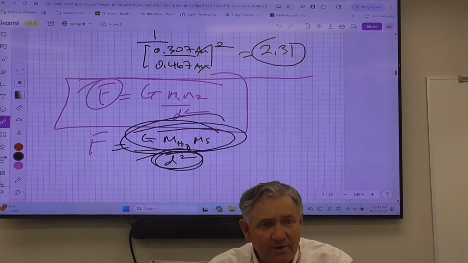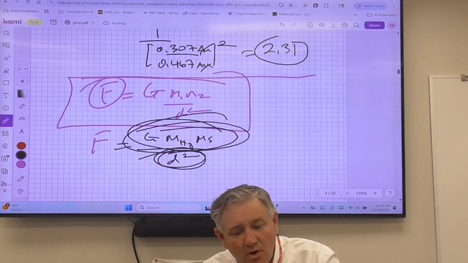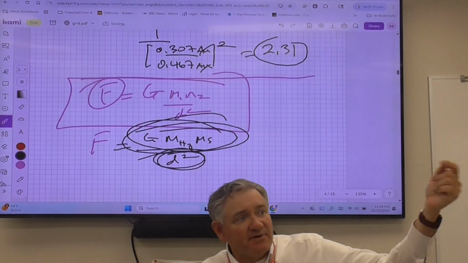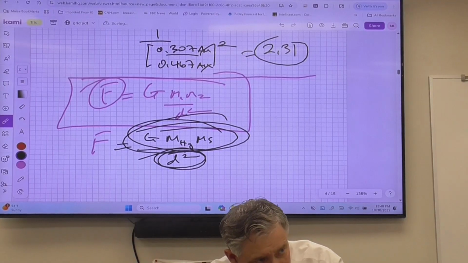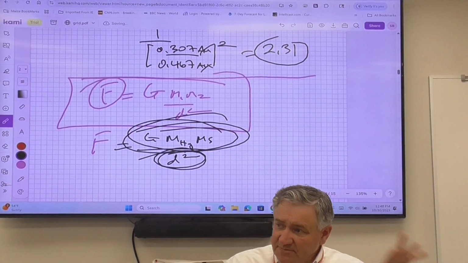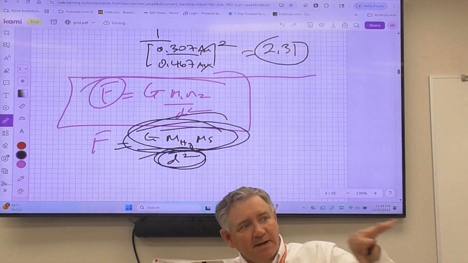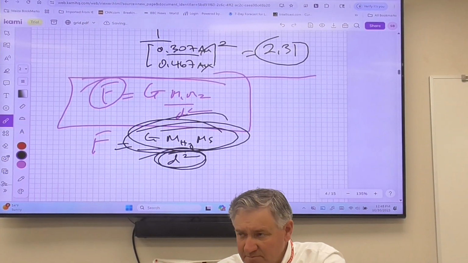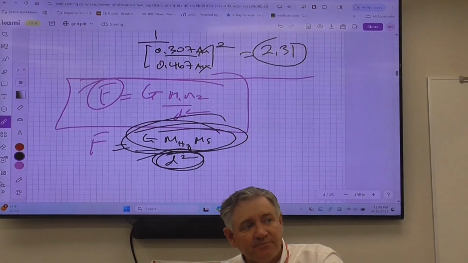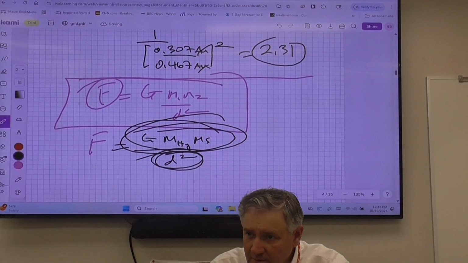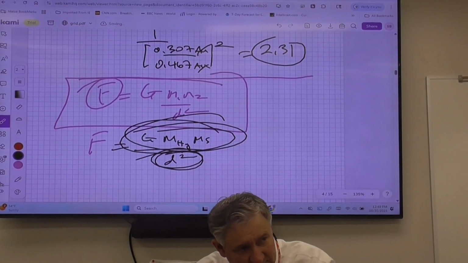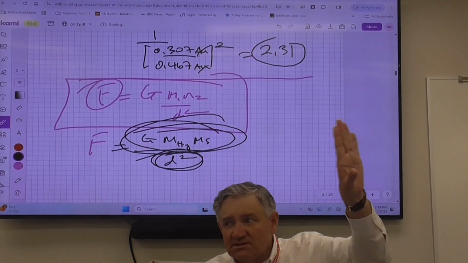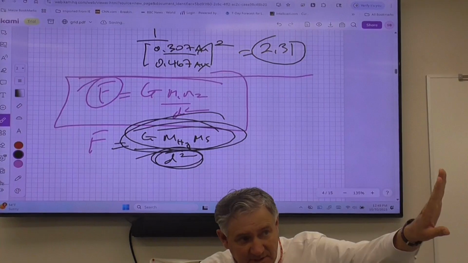So when Mercury is closest, what happens to the gravitational force? It increases because you're dividing by a smaller number. When Mercury is at its furthest point, you're dividing by a bigger number, force goes down. So the gravitational force between Mercury and the Sun is a function of the orbital radius. Orbital radius gets bigger, force gets smaller. So that's one side of this thought process that you need to understand.